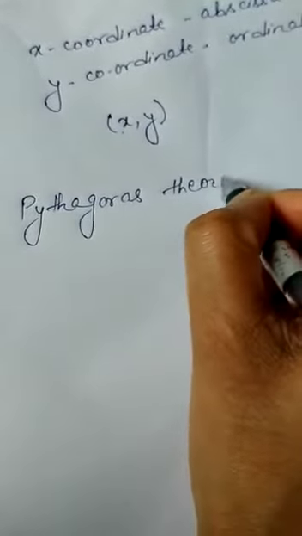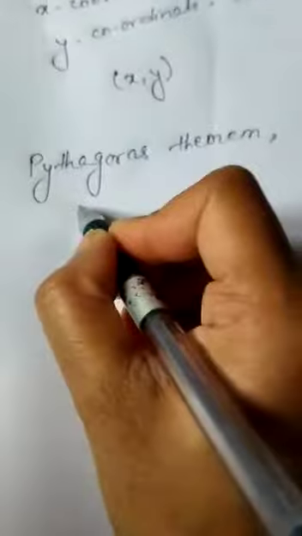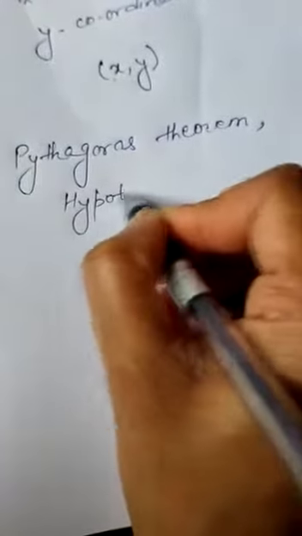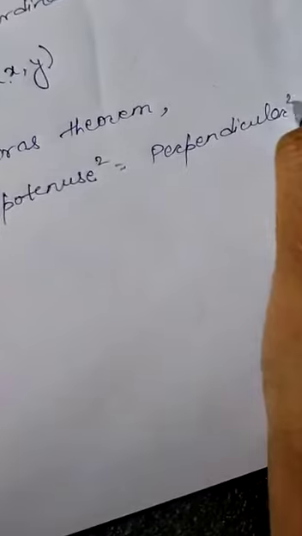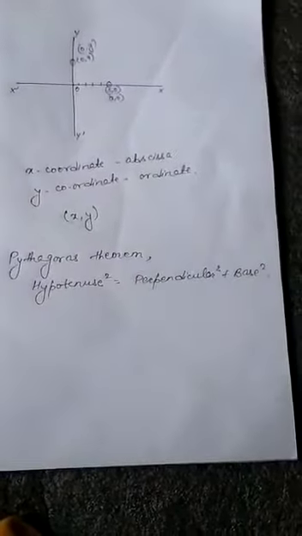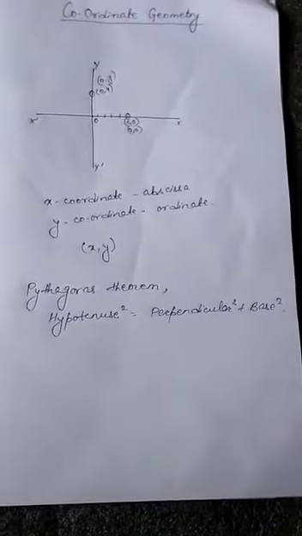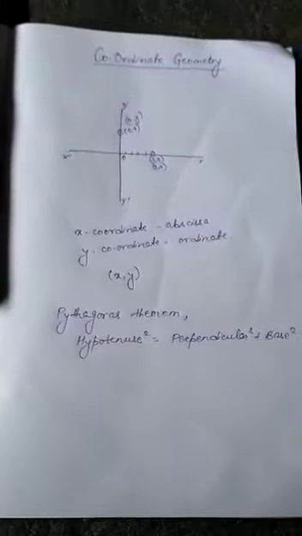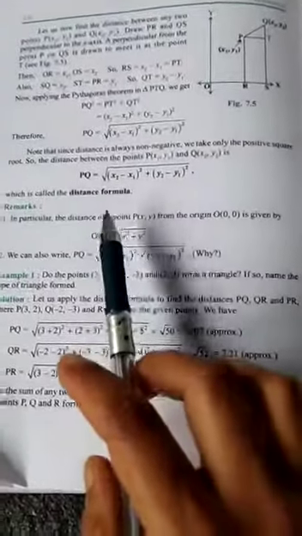The Pythagoras theorem says that hypotenuse square is equal to perpendicular square plus base square. How to apply this theorem you will understand when I teach you the exercise. Next is the distance formula, which I was talking about. The distance formula is nothing, it's very simple. It's given in your book on page number 158, so you can see.